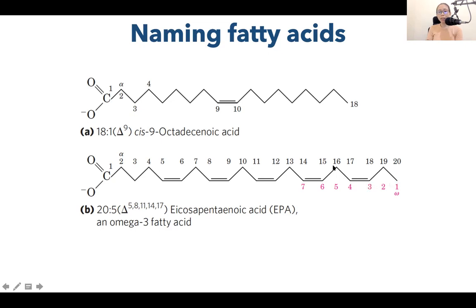So bakit may ganong classification? Kasi napansin nila na yung double bonds, medyo fixed kung saan sila nag-occur dun sa hydrocarbon chains ng fatty acids. So, medyo maraming omega-3 fatty acids and omega-6 fatty acids. So, this one, eicosapentaenoic acid is an example of an omega-3 fatty acid.